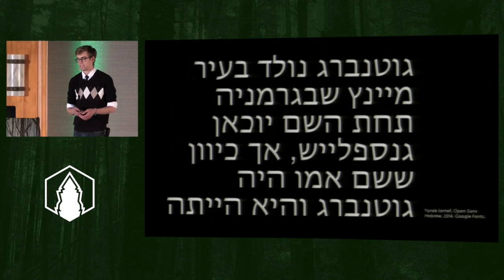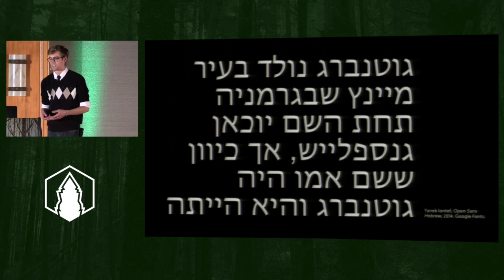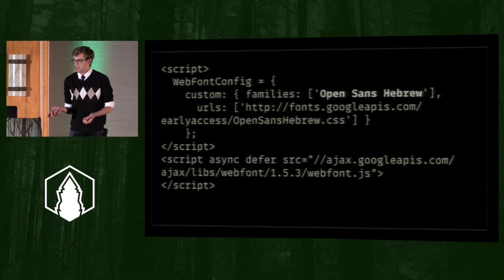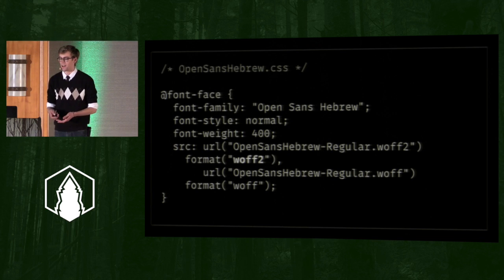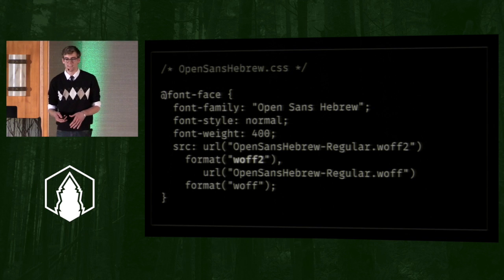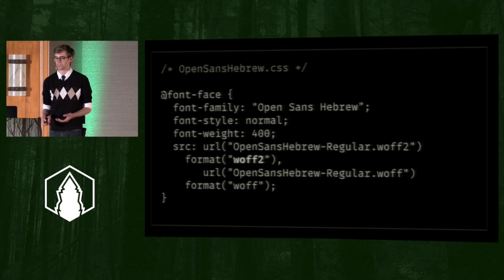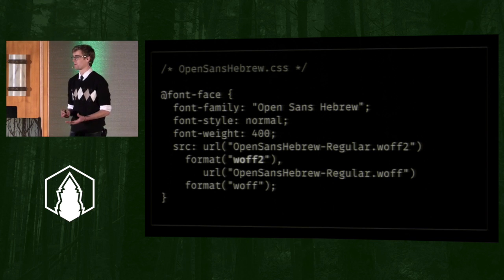At the end of 2014, Google Fonts started experimenting with this for some of their non-Latin scripts for their early access fonts. This is Open Sans Hebrew. When you drop in the JavaScript snippet they give you, you can see it's actually just requesting a CSS file. And when you go and inspect that CSS file, you can see they're presenting the WOFF2 files ahead of the WOFF files. And they've gone on to expand that program across all of Google Fonts. So if you're using Google Fonts, you're actually already loading WOFF2 files if the browser supports it.